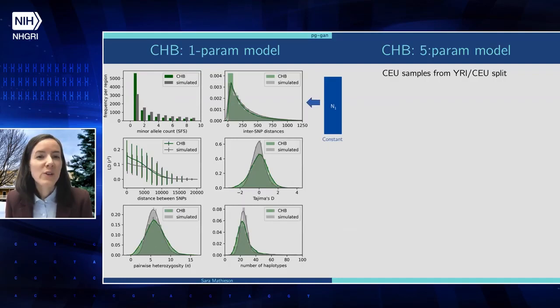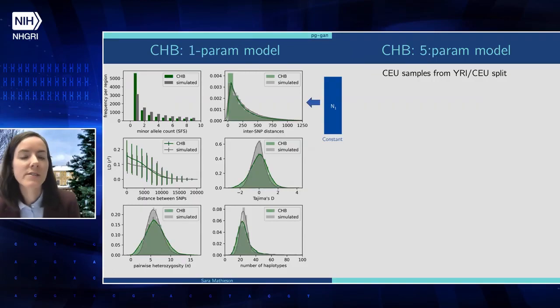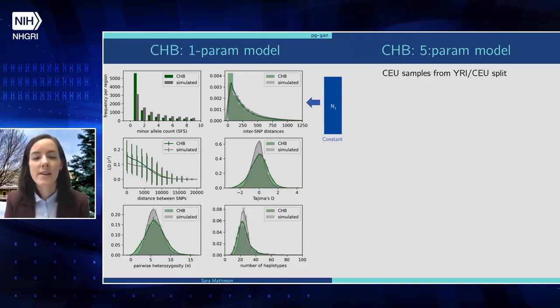So one way of evaluating this type of method is to look if there are some features of the real data that are accurately being captured by the simulations. So we looked at summary statistics here as a sanity check that our method was working. For one example, we looked at just a single population, and here's CHB, which is an East Asian population. If we just use a constant population size, then we weren't really capturing the real data very accurately, or these green and gray curves were not very close together.